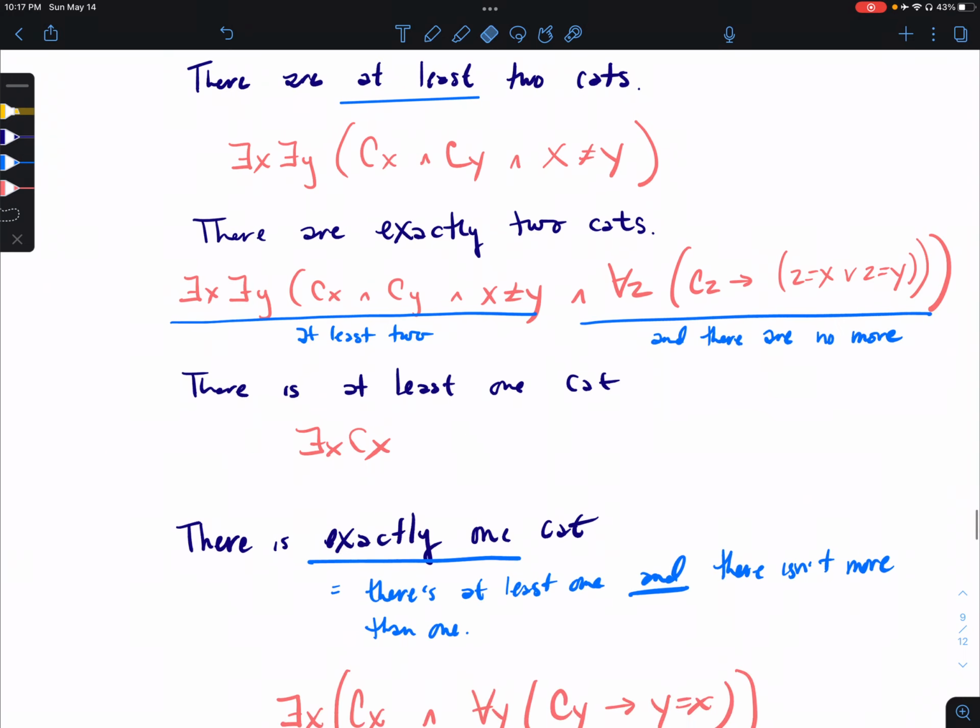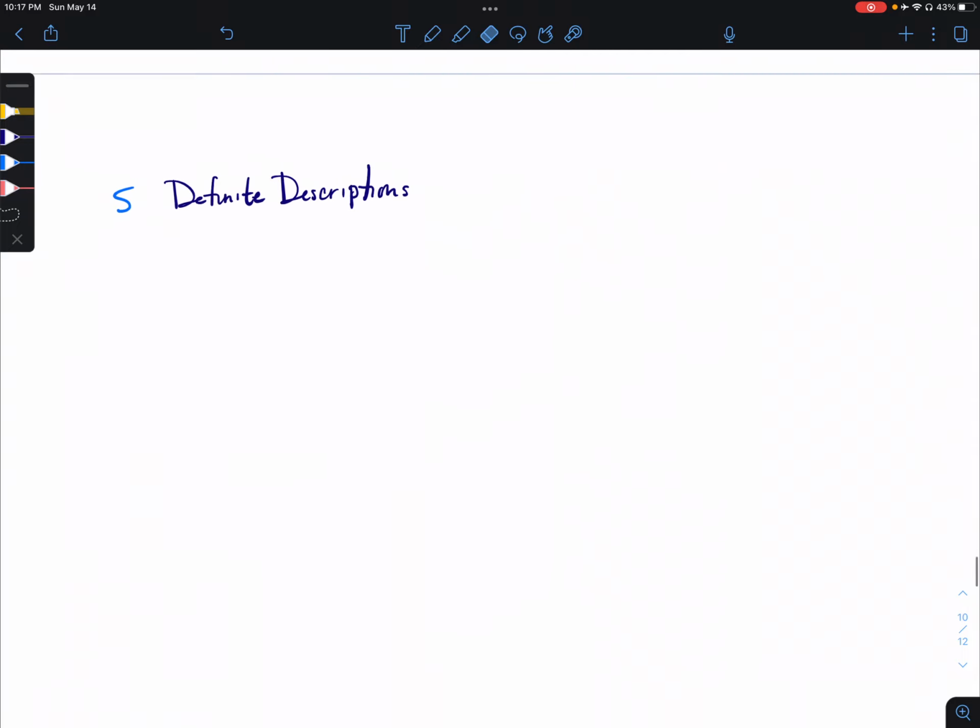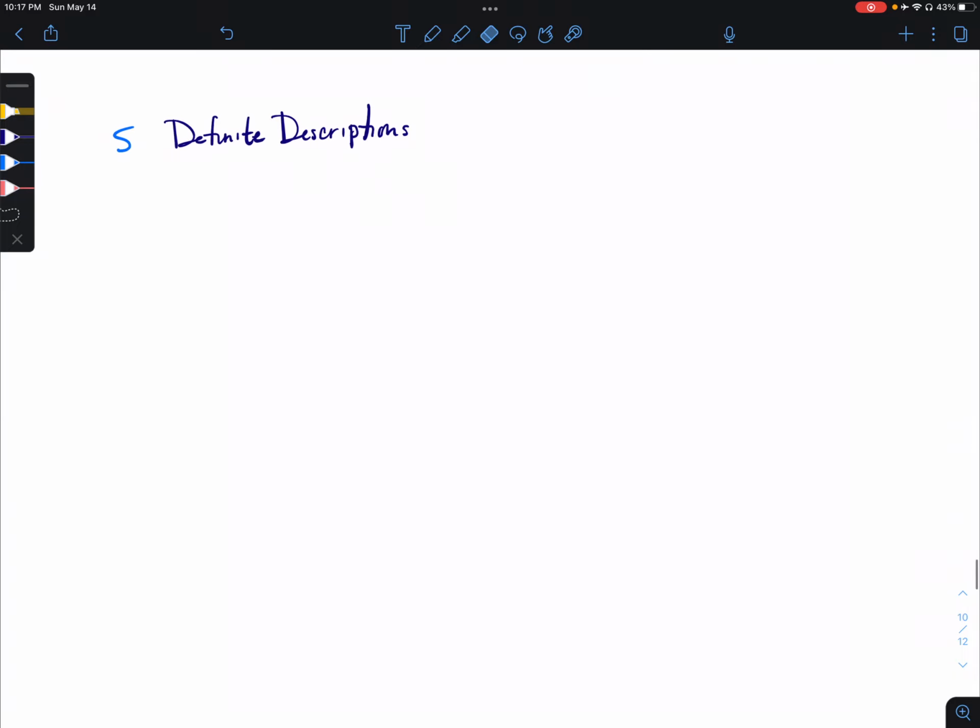Okay, and this is all interesting on its own. What we're going to get now, though, is definite descriptions. So I said before that the present King of France is a definite description.